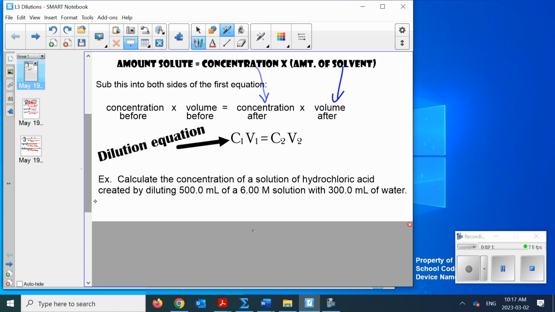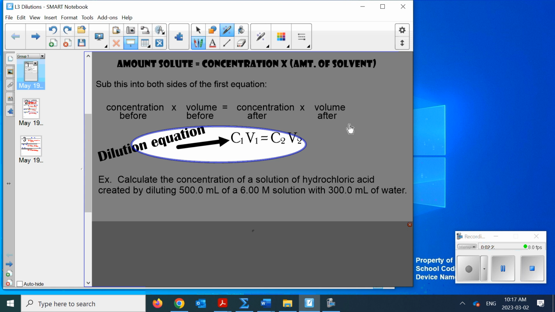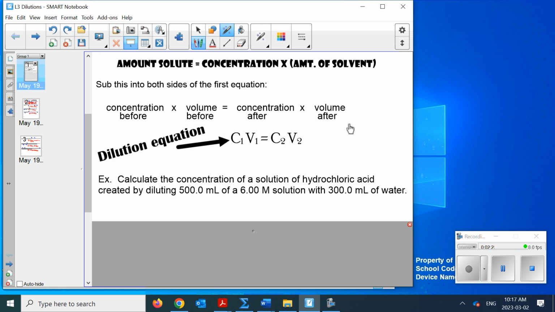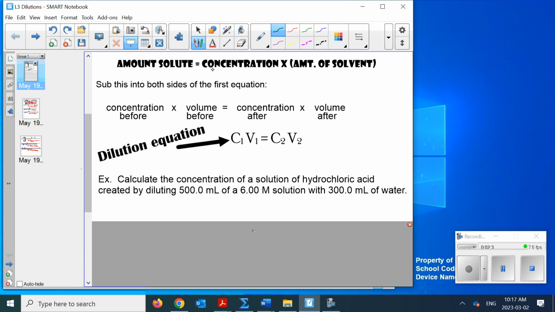Essentially, what you need to jot down from all this is the equation: C1 V1 = C2 V2. If you need the words to explain it, pause the video. You're working through this example. So everyone has a copy down, so I'm going to go to a radial pen.